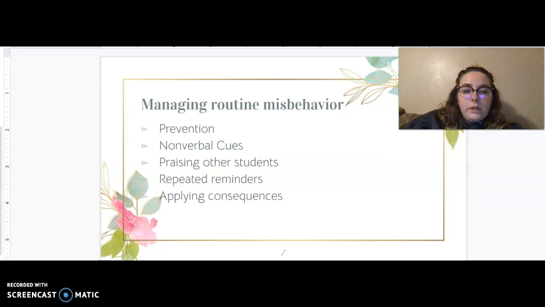If you have routine misbehavior, look at prevention, nonverbal cues, praising other students, and repeated reminders because they may not understand or know the rules they were given, and then apply your consequences. If you say that you're going to give them recess detention for doing this, do it. Don't say you're going to do it and not do it, because they're just going to play you until you deal the ones that they want.